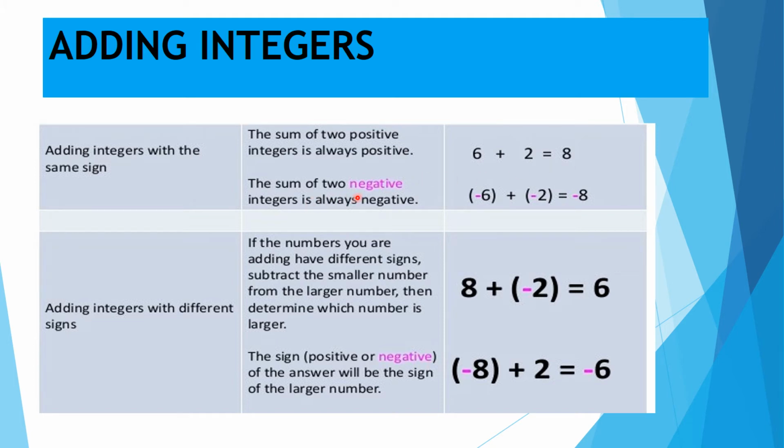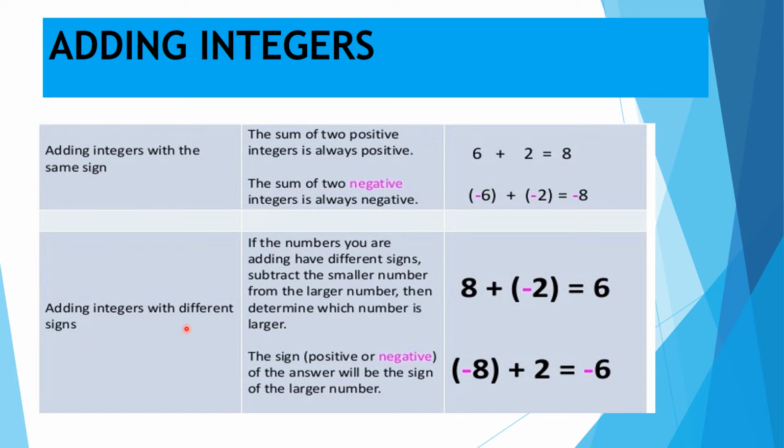The sum of two negative integers is always negative. Here also, when there are two negative integers, we are adding, but the sign will be negative. We are adding 6 plus 2, but when both the signs are negative, then you have to put a negative sign here. Now let us see another case. Adding integers with different signs. With same signs you are adding and taking the sign which the integers are having. Here is addition sign, here is subtraction sign. You are adding but putting the sign whatever the integers are having.